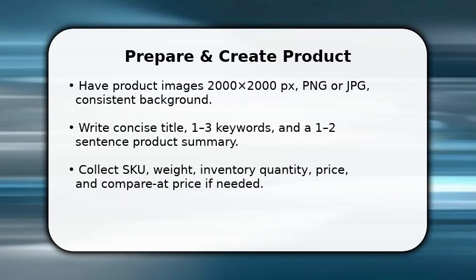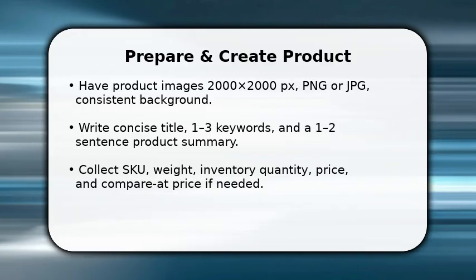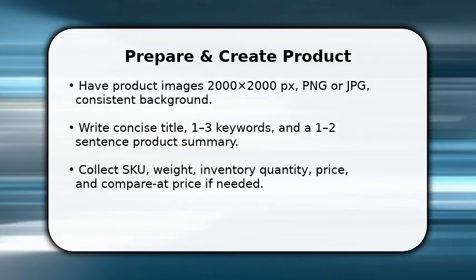You begin by adding the product immediately. In Shopify, click Products then Add Product. Upload your best 2000 by 2000 images and set a primary image. Good visuals sell. Next, enter a clear title and a short summary that highlights 1 to 2 benefits.